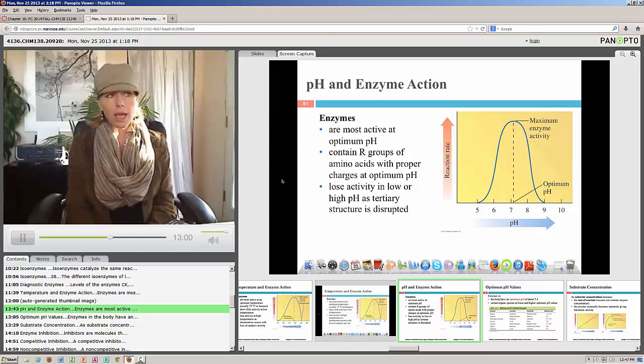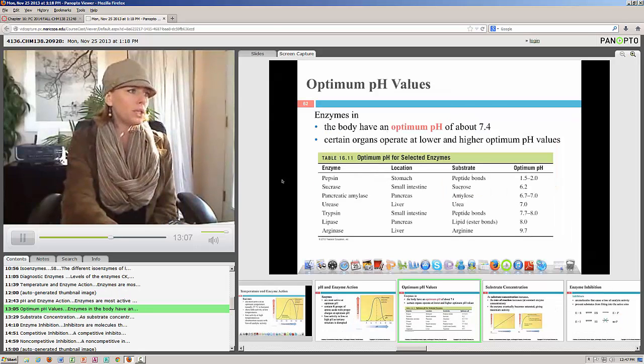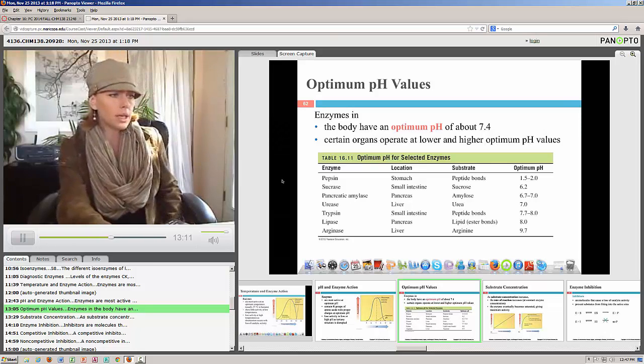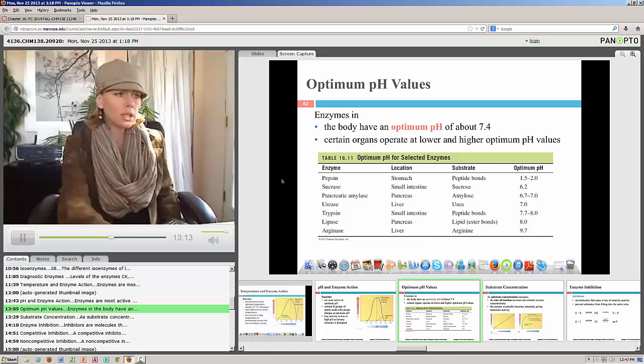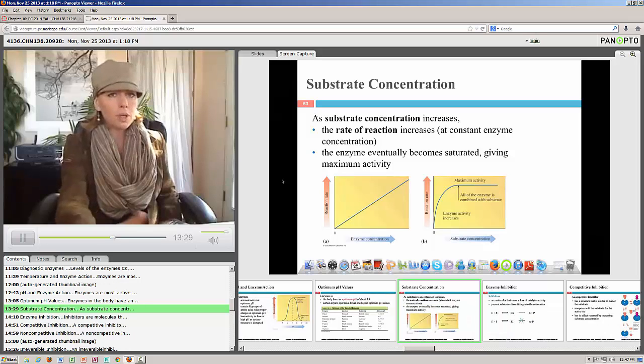So be able to, again, reproduce one of these reaction rates versus pH charts on your final exam. Table 16.11 is telling you the optimum pHs that you'll find. Notice that they change a little according to the type of enzyme: we have very low pH for a digestive enzyme like pepsin, and high pHs for enzymes that work in the liver at 9.7. So there's a distinct difference in the optimal pH depending on what type of enzyme you might be talking about.